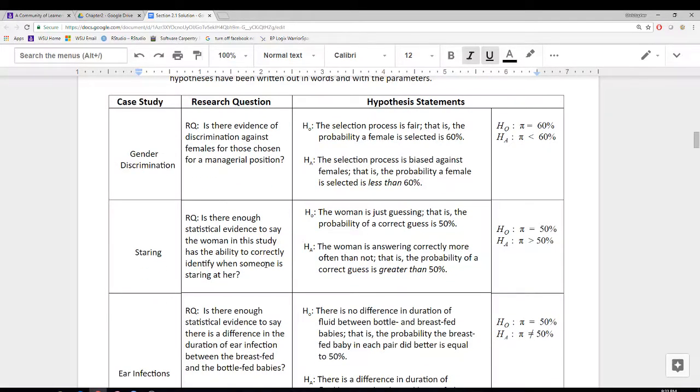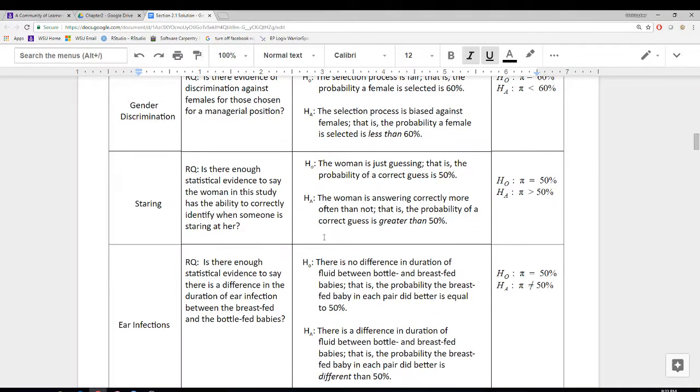How about the staring example? The research question was, is there enough statistical evidence to say the woman in the study has the ability to correctly identify when somebody's staring at her? Again, let us consider the alternative hypothesis first. The alternative hypothesis would be that the probability that she can correctly identify when somebody's staring at her is actually greater than 50%. If she does indeed have the ability, then the chance of her getting a correct result should be greater than 50%.